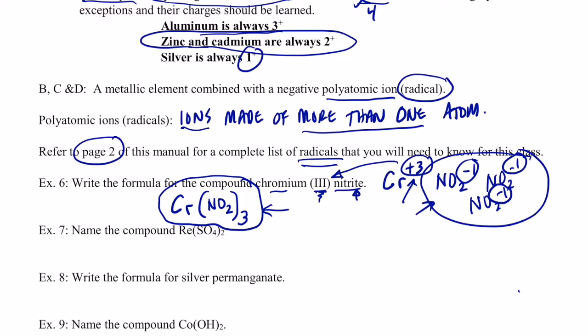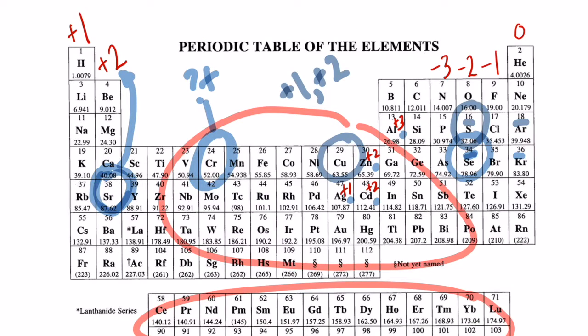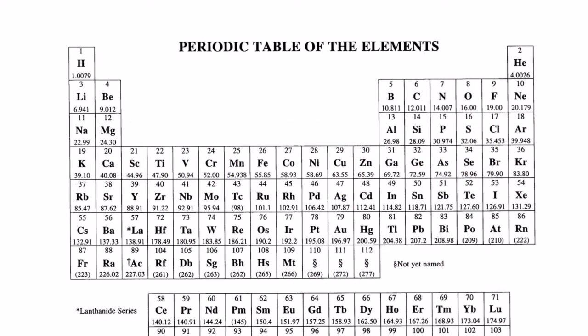Okay? Alright, let's do another one for you. ReSO4 2. I want to name that compound. So let's go to the periodic table. This is getting a bit claustrophobic. Let's clear the page and let's find rhenium. Do you guys see rhenium right there?